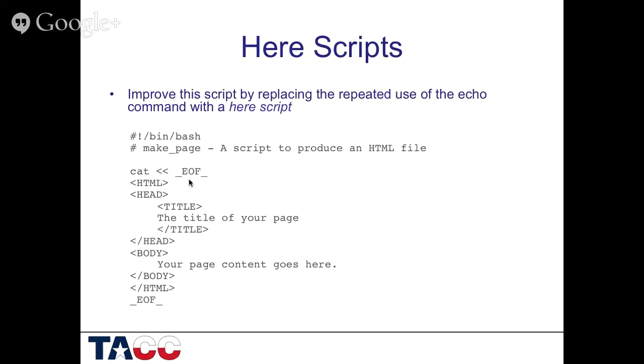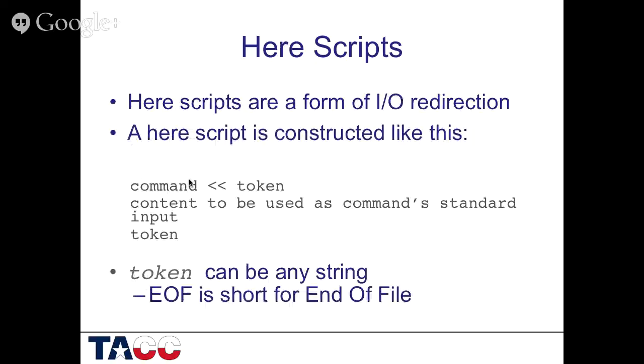Let's look at a couple of other things here. Basically, a here script is just a form of IO redirection, right? So instead of doing an echo command for each line, we're able to say for some command, until you see this token, just read all this as standard input. So we didn't have to wrap everything in quotes and echo, and we can just use cat, dump this stuff to the screen, and it's all good. Token can be any string. I use EOF because it's short for end of file. It's pretty common to use that, but again, it can be any string. You could make it, this is the end of my file, or something like that, if that's exactly what you wanted to do.